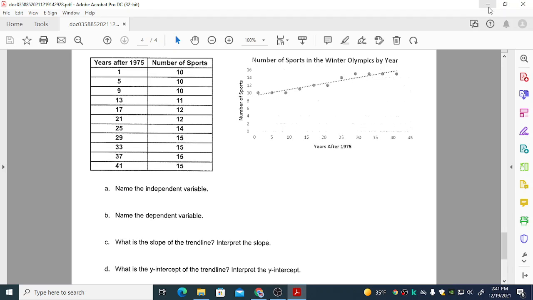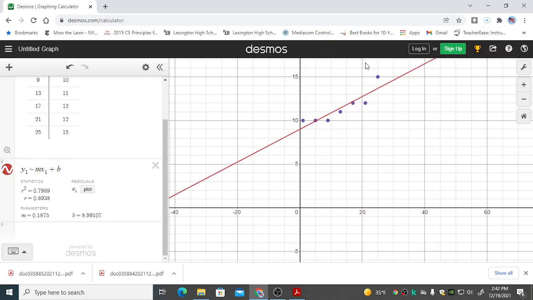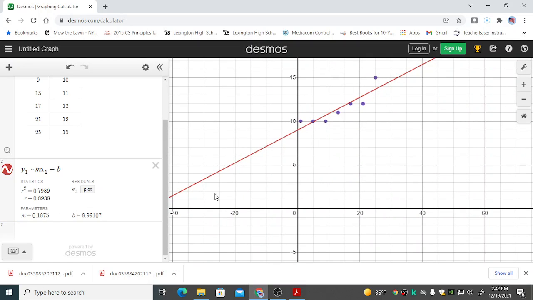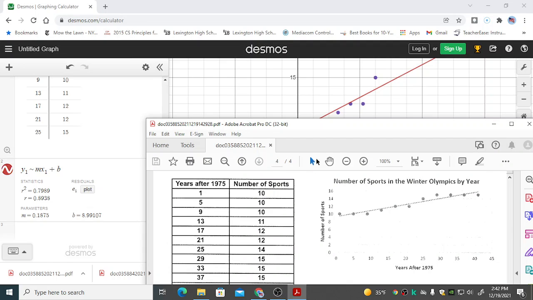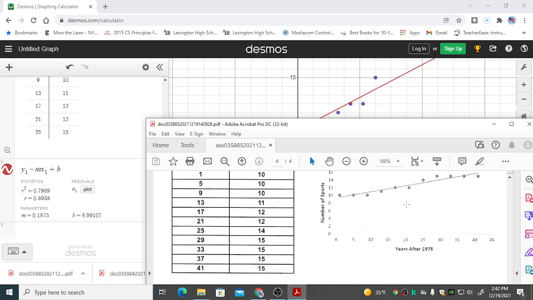I can go back to Desmos and take a look at that. The slope is 0.1875, but what does it mean? Well, it means it's going up at a rate, showing that over time, the number of sports is going up. Okay? This is the number of sports in the Winter Olympics. People get tired of watching skiing all the time, I guess.